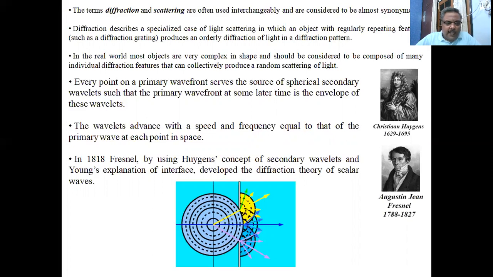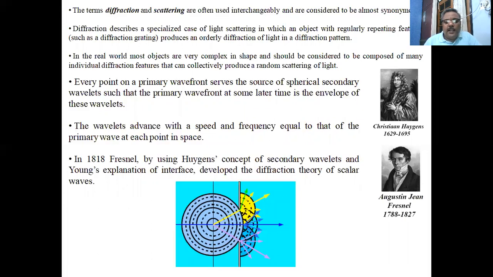So Huygens tried to explain this diffraction by considering that every point on a primary wavefront serves as the source of a spherical secondary wavelet, such that the primary wavefront at some later time is the envelope of these wavelets. The wavelets advance with a speed and frequency equal to that of the primary wave at each point in space. So you see in the figure, this is the primary wave. This is a slit. And after the slit, each point of the slit becomes the source of a secondary wave. These secondary wavelets contain all the properties of the primary wave, and the overall diffraction is the sum of these secondary waves.